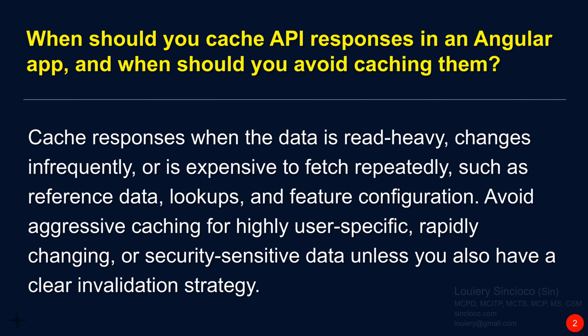When should you cache API responses in an Angular app, and when should you avoid caching them? Cache responses when the data is read-heavy, changes infrequently, or is expensive to fetch repeatedly, such as reference data, lookups, and feature configuration. Avoid aggressive caching for highly user-specific, rapidly changing, or security-sensitive data, unless you also have a clear invalidation strategy.